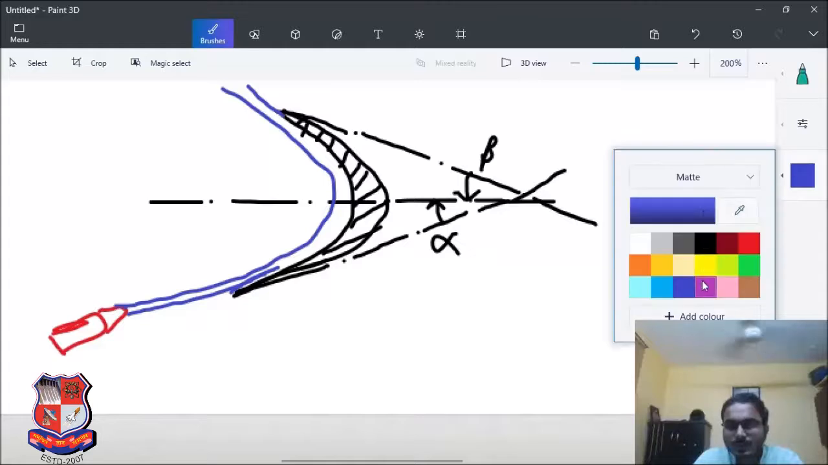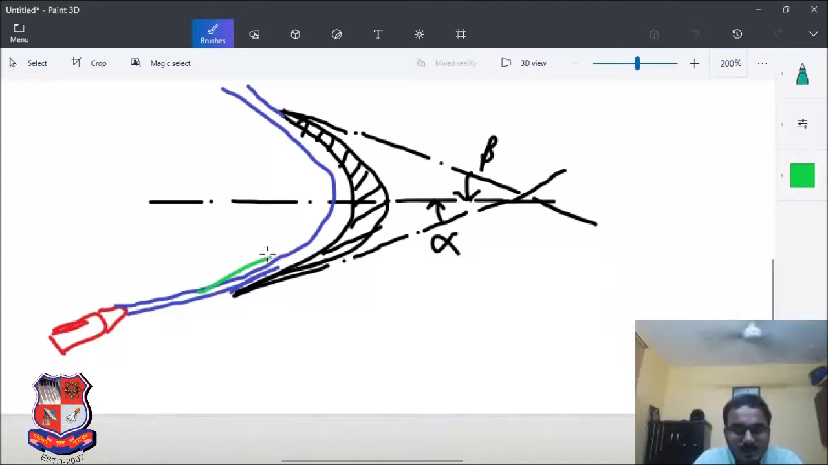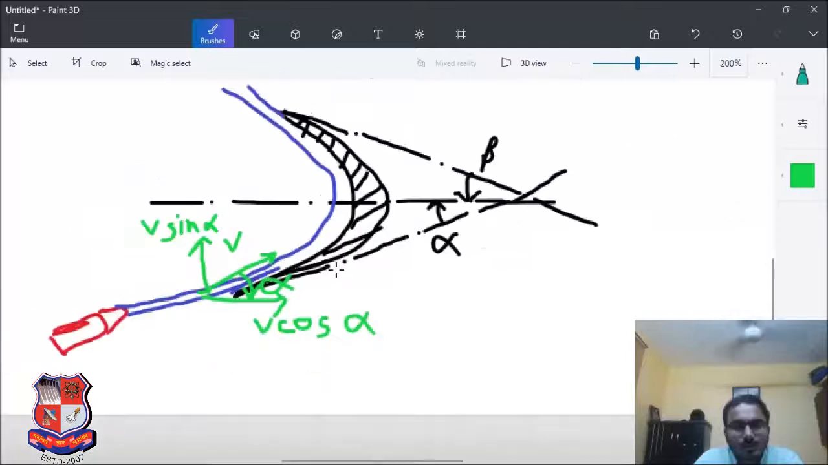Now we will think of forces. Velocity first. So here let us say velocity is v, then it will have two components. This will be alpha based on this angle, so this will be v cos alpha, and this will be v sin alpha.